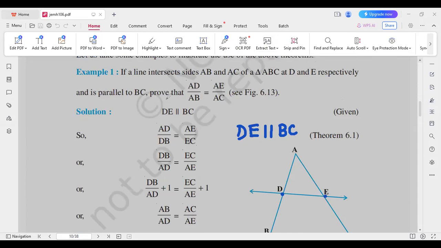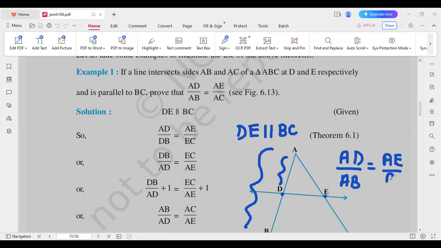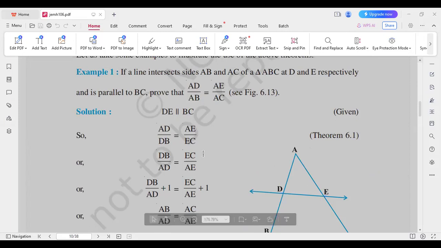And now it says that prove that AD, okay, we have to prove that AD upon, not DB, but they are saying AD upon AB will be equal to AE upon AC. This is what we have to prove. Okay, Manya, let's do this. This is a very simple question. So first we are going to start with, always remember whenever there is any proof question in geometry, we always start with the given information. So what is given in the question? It is given, see it is written also, that DE is parallel to BC. Yes or no? Yes. DE is parallel to BC.